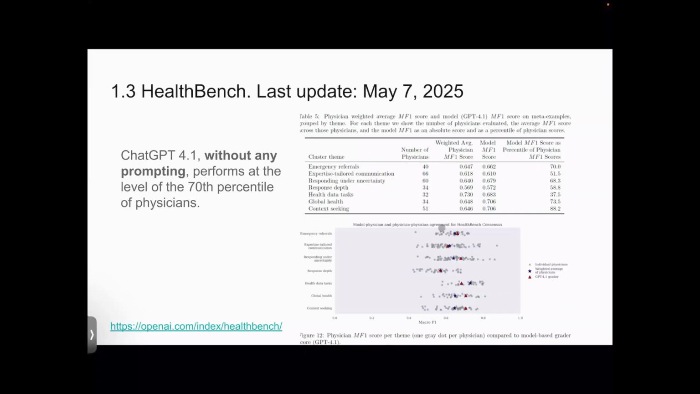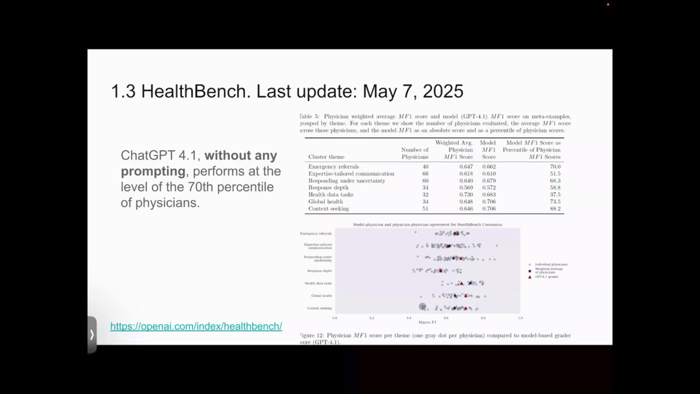So last thing, and we will finish with this part, is ChatGPT 4.1, which is not even O3, but it's one of the family of OpenAI, which is currently the most used model. You see these red triangles on the different tasks like emergency referrals, health data tasks, global health, and so on. So you see the weighted answer of several dozen physicians, like 40 physicians, 66 and so on.